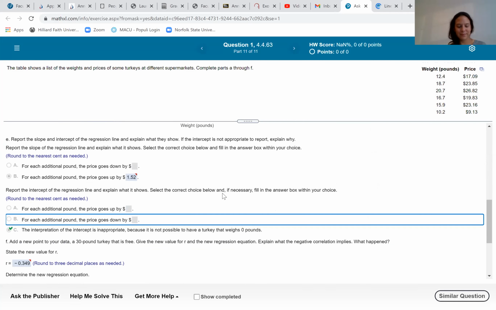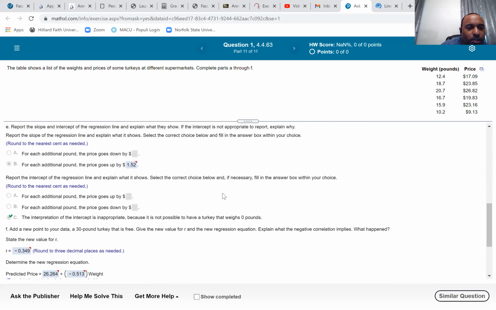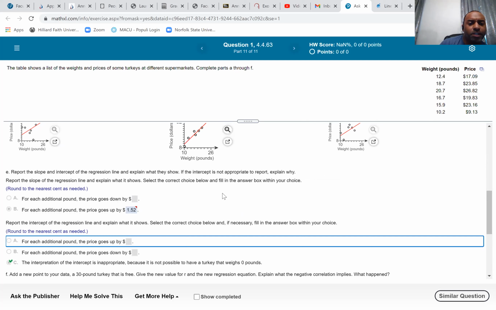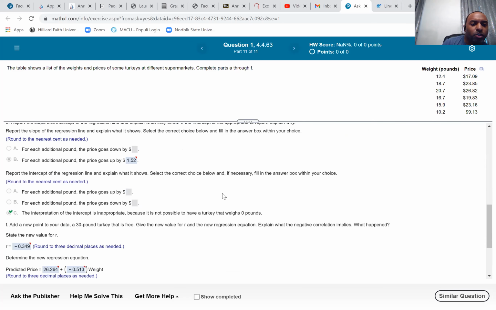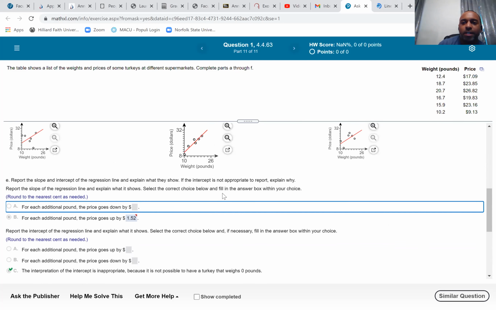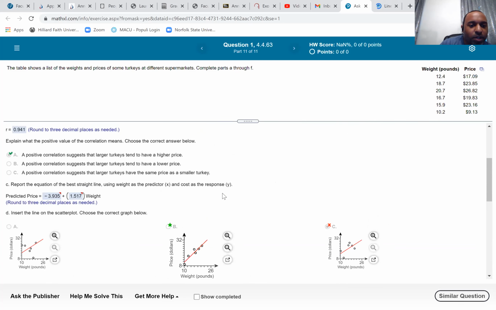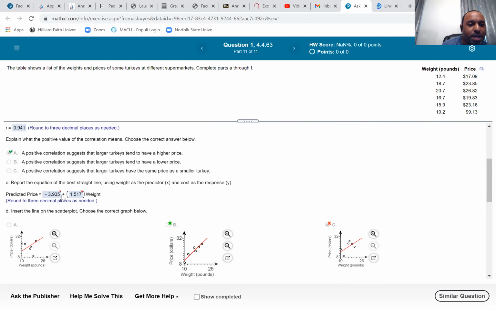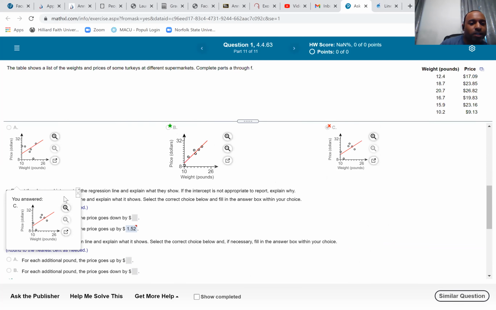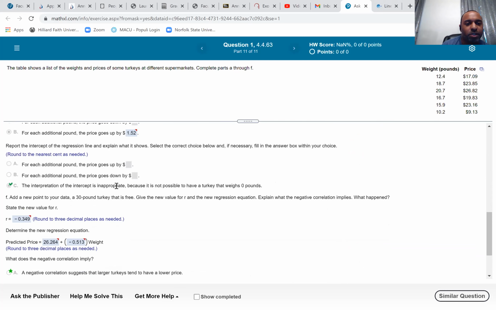Yeah, not a problem. So let's see, report the intercept regression, interpretation of the intercept is inappropriate. When you talk about your intercept, we talk about when X is zero, what is Y? Does that interpretation make sense? If X is zero, that's our weight, so we're talking about 0 pounds. Going here, it would give you -3.93 as price. That doesn't make sense, so that's why she clicked that the interpretation of the intercept is inappropriate.